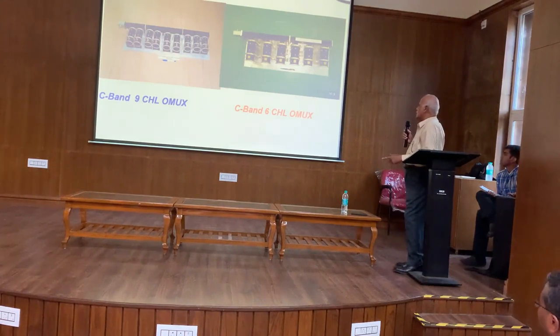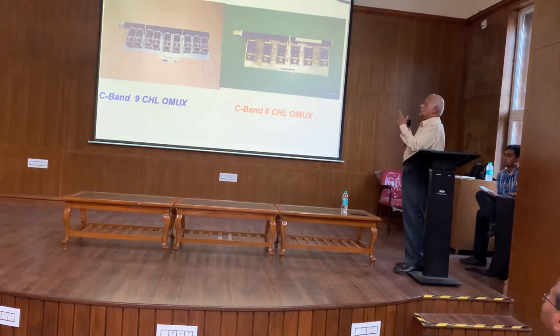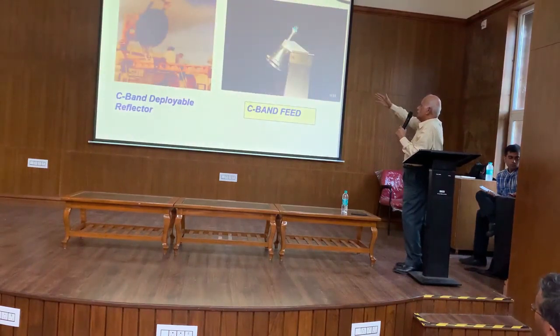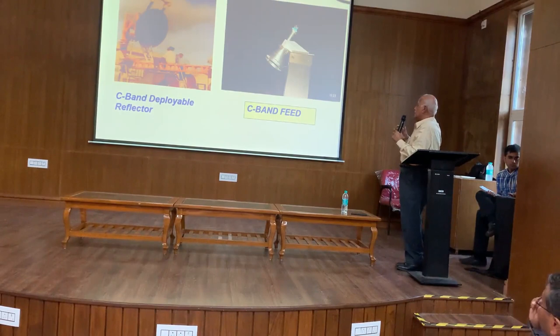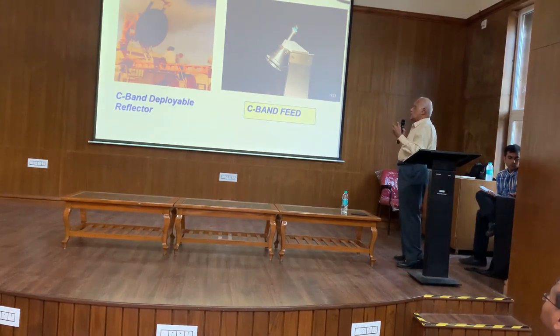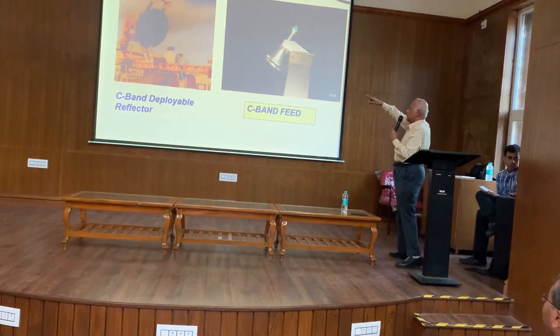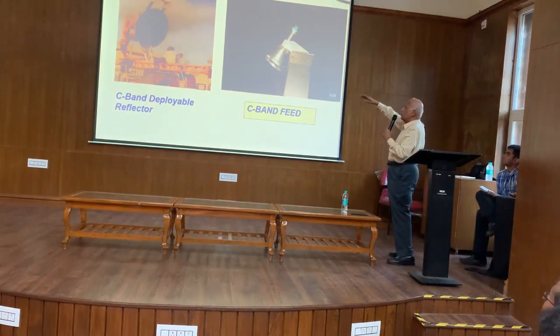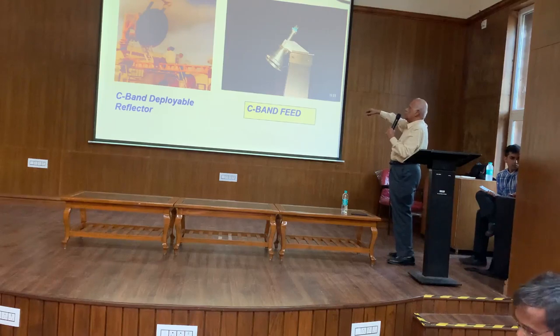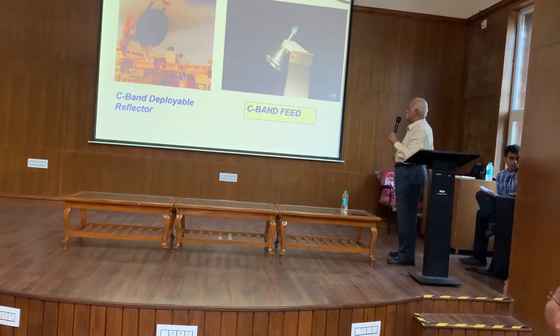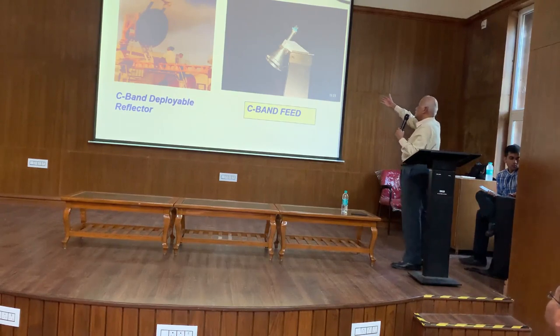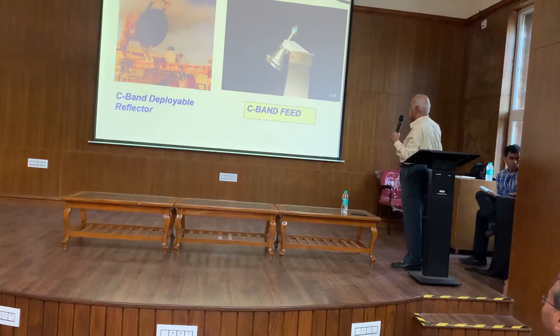Similarly, a 9 channel MUX and a 6 channel OMUX. IMUX and OMUX, input MUX and output MUX. Next. That is a 2 meter deployable reflector. What is the meaning of deployable reflector? It will be stowed to the spacecraft body at launch and on orbit, by command, it will get deployed. That's a C-band deployable reflector, 2 meter size. The top is a yoke, which will be anchored to the satellite body for securing it during launch. This is a C-band feed which will be used along with that type of antenna. Next.